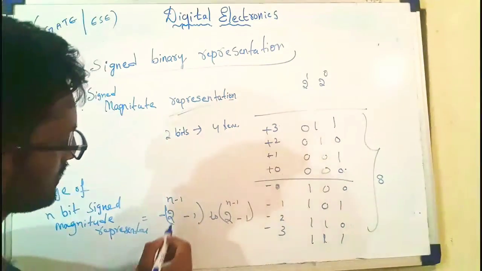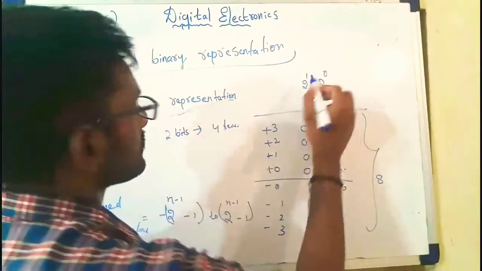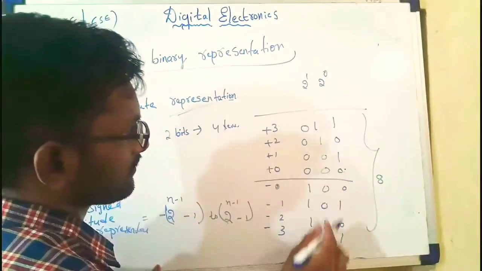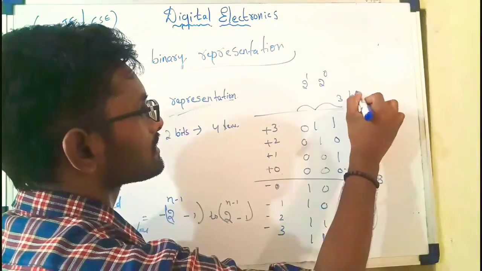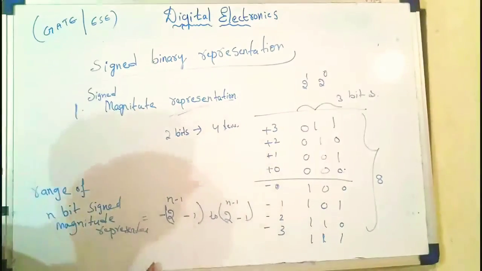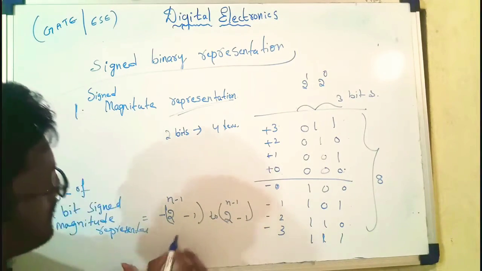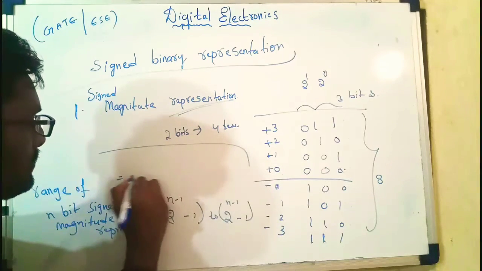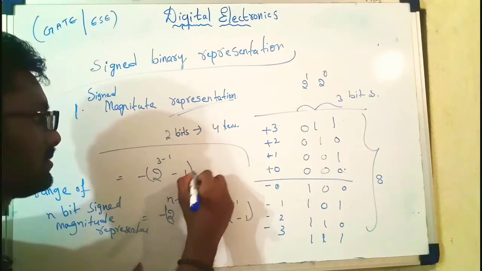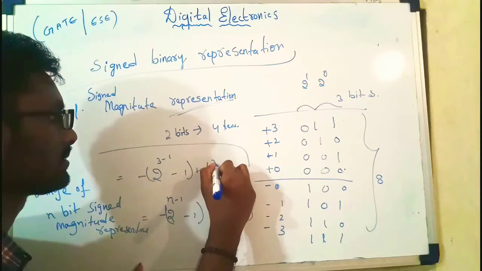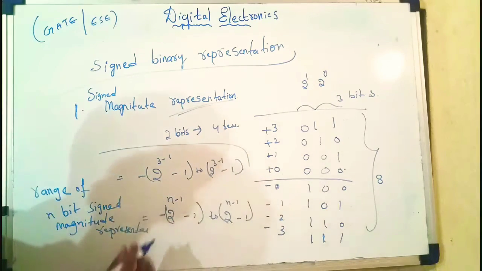For 2 bits we are taking this, but including the sign bit we are getting a total of 3 bits. So for n equal to 3, the range is equal to minus (2 power 3 minus 1 minus 1) to (2 power 3 minus 1 minus 1).